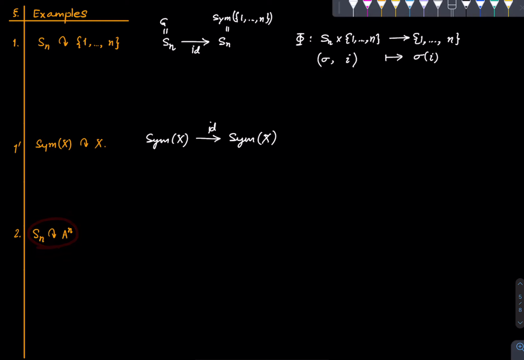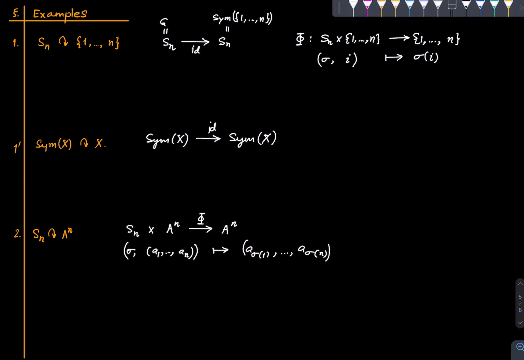All right, this is a somewhat more interesting one. Suppose A is just some set, some alphabet as you might want to think about it, and Sn is that group. Then we will define an action of Sn on A to the n. And what is the action? I think the second perspective is much cleaner here. So Sn cross A to the n going to A to the n. What is this map? This map just takes sigma and an n-tuple and gives us the permuted tuple. Right? So that is our action.